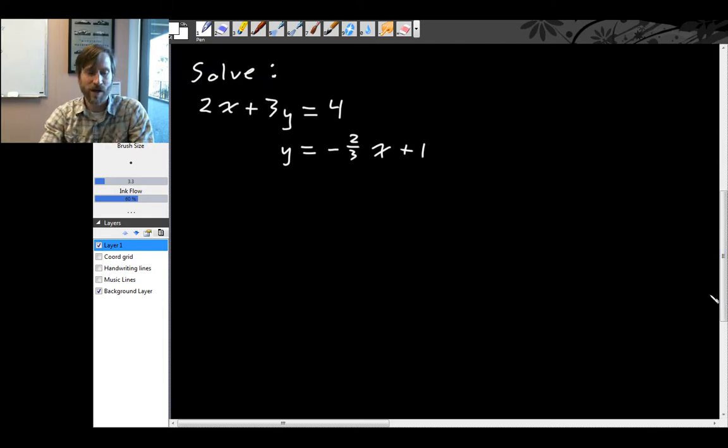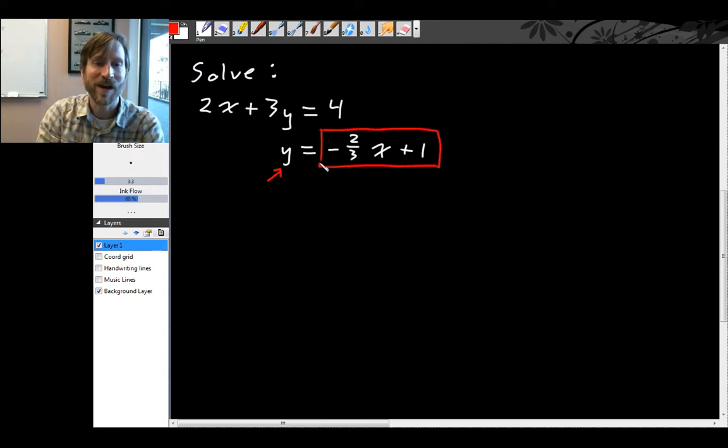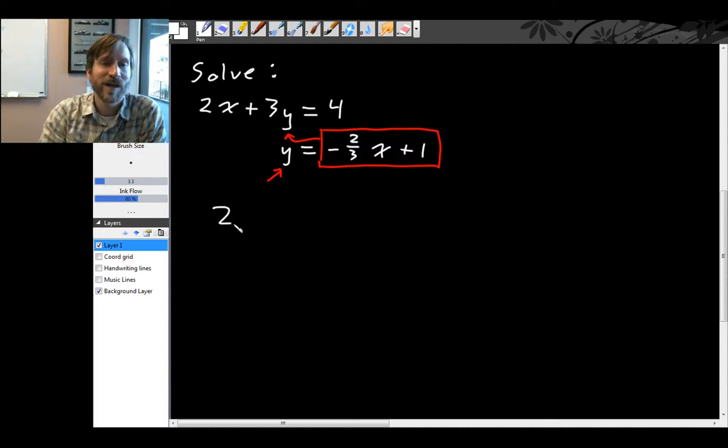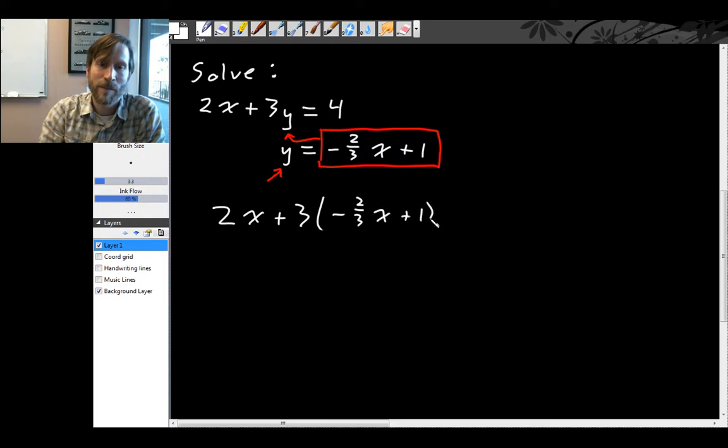Here's another system of linear equations, and it looks like using substitution would be a good idea because this second equation is already solved for y. So we can proceed immediately to substituting without having to do anything else first. So we can take negative 2/3 x plus 1 and put it into the first equation for y. We get 2x plus 3 times y, which is negative 2/3 x plus 1, equals 4.